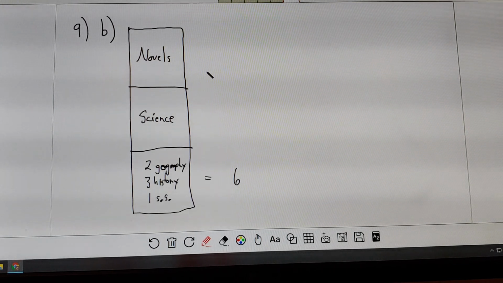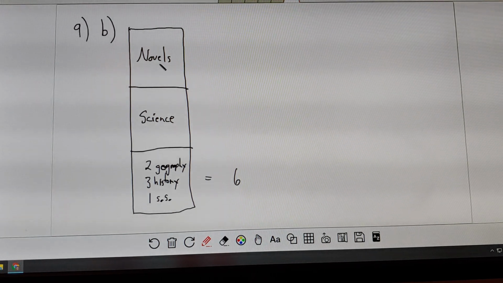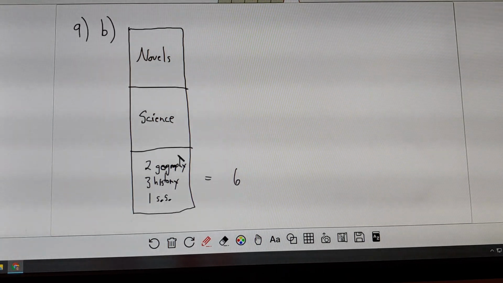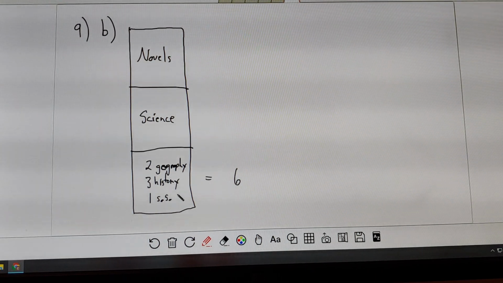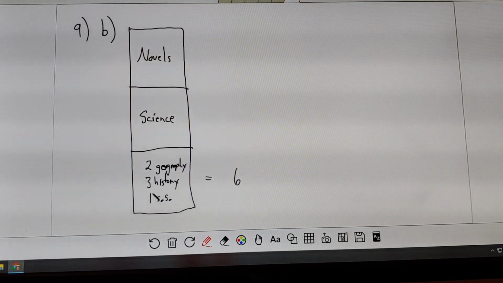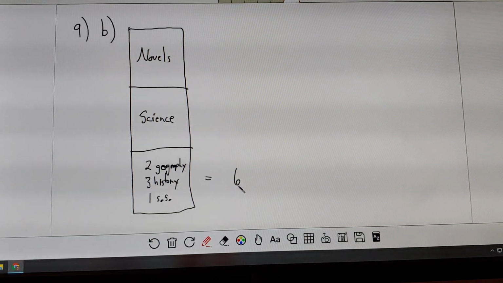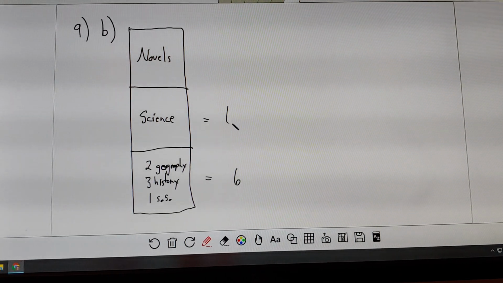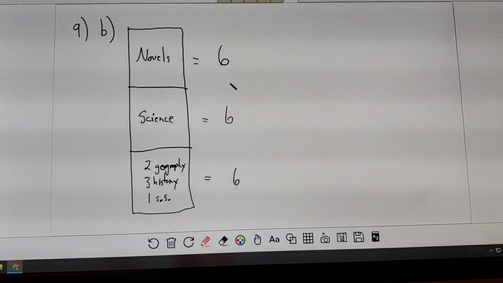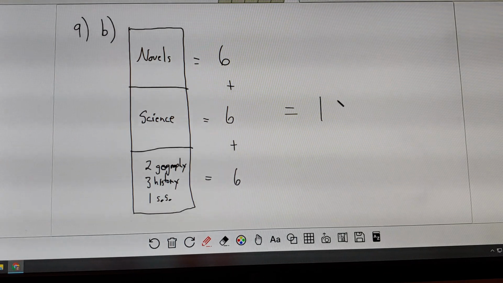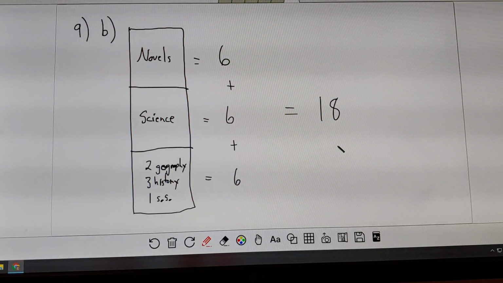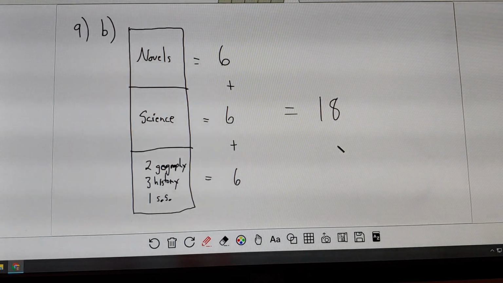So the next one's sitting there saying you have your locker, and a third of the books are novels, a third are science books, and then you also have 2 geography, 3 history, and 1 social studies book. Well, again, 2, 3, 4, 5, 6 books sitting there for 1/3 of them, which means that third is also going to be 6, and that third is also going to be 6, which means you have 6 times 3, 18 books in there.